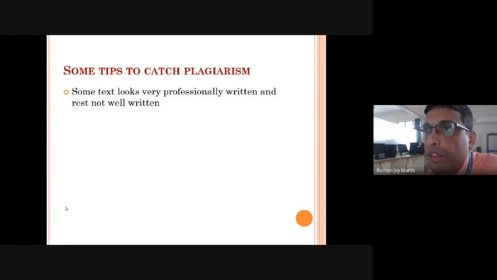There are some tips to find plagiarism. Some text looks very professionally written and the rest is not well written. These are some of the tips with which you can catch plagiarism.